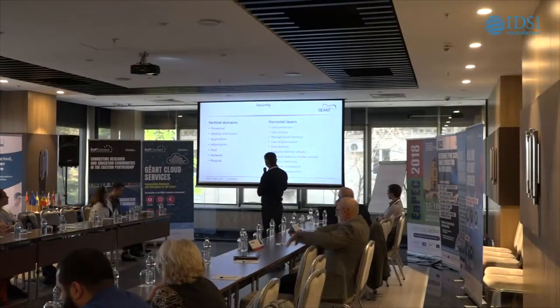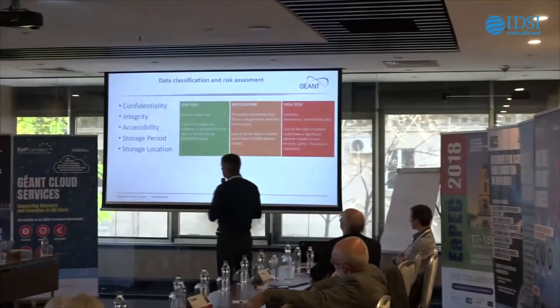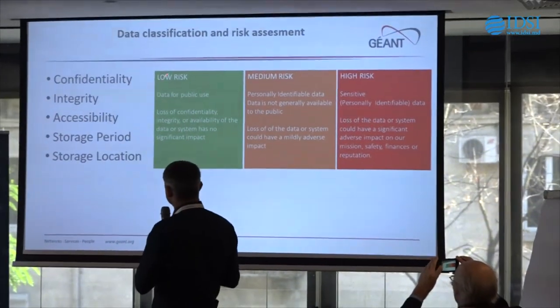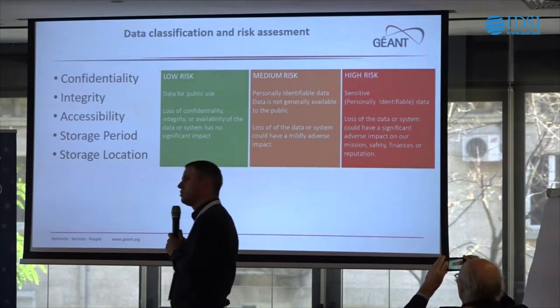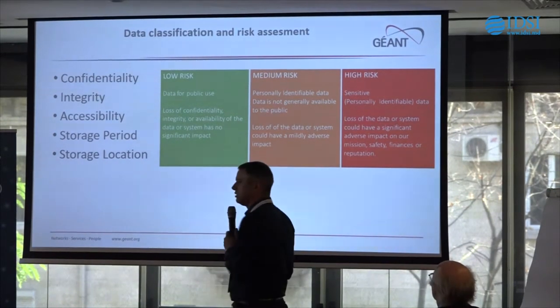in the vertical domains and also in the horizontal layer. And data classification. Institutions should think about their data. Is the data of the institution low risk, medium risk, or high risk? And based on that, you can make your decision on what type of cloud you want.